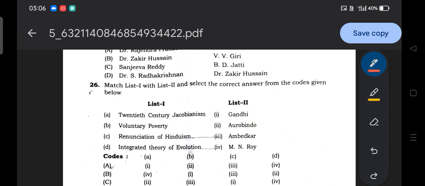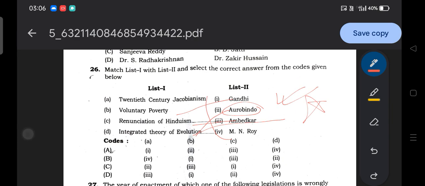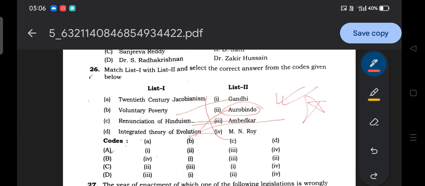Then a match the following question again. 20th century Jacobinism, M. N. Roy. Voluntary poverty, Gandhi. Renunciation of Hinduism, Ambedkar. Integrated theory of evolution, Aurobindo. Do remember this concept, integrated theory of evolution, Aurobindo Ghosh. We'll discuss it in our Indian political thought, or I think we have already discussed it. This is how you can match correctly, so the correct answer is option B.